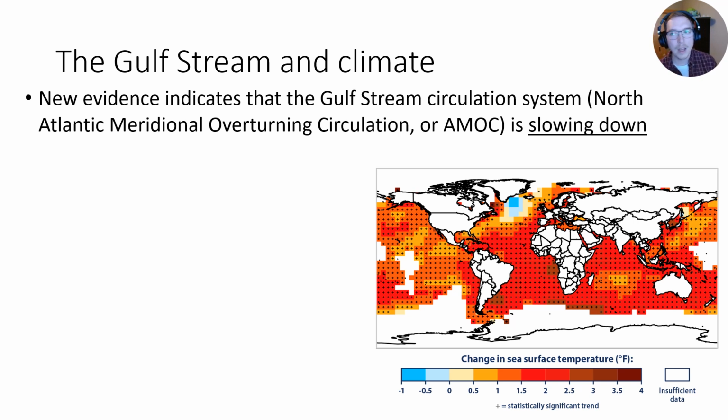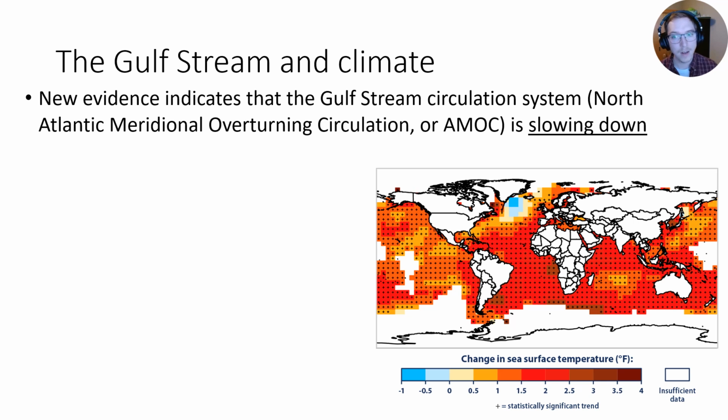Now, recent evidence has suggested that the Gulf Stream circulation system, or what we call the North Atlantic Meridional Overturning Circulation, or AMOC, is starting to slow down. That's concerning. So if we look at changes in sea surface temperature, most of them are getting warmer.